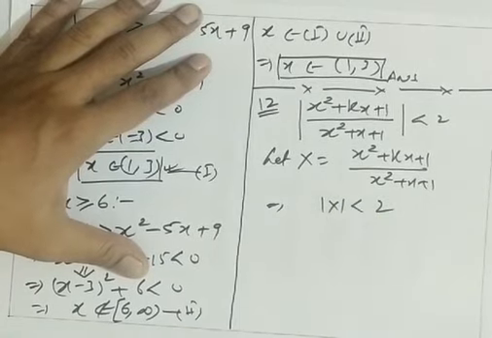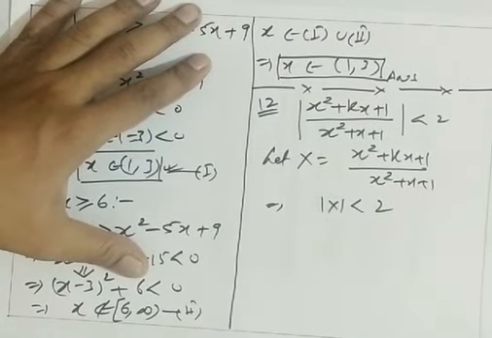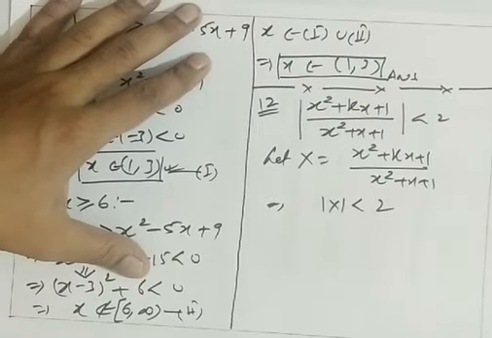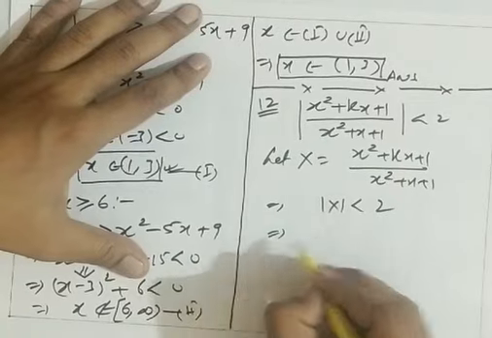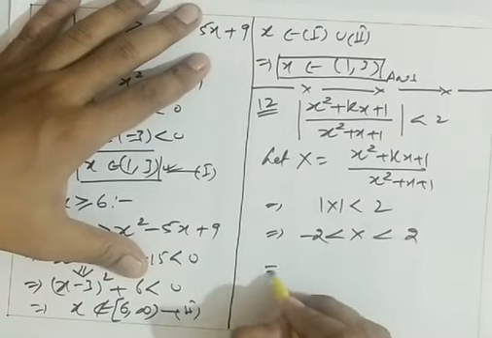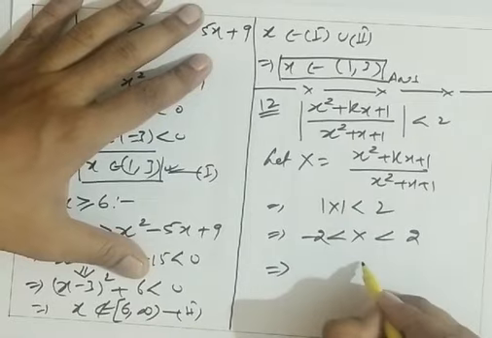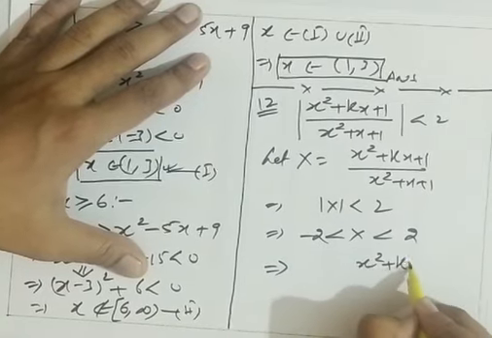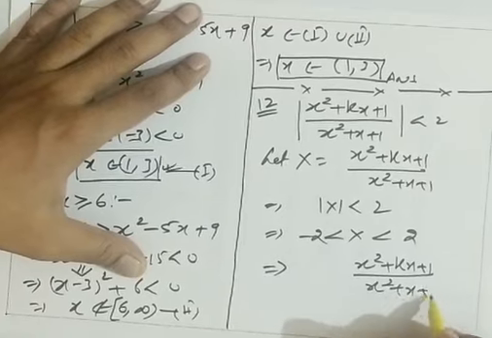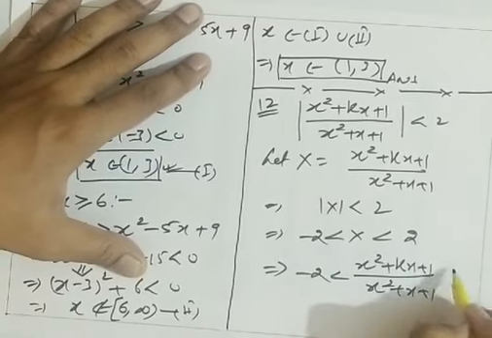This is a very famous standard inequality. Mod of X is less than a, where a is positive, that means X belongs to minus a to a. Straight away the answer will be X belongs to minus 2 comma 2. Now let me resubstitute the capital X over here. This is (x square plus kx plus 1) upon (x square plus x plus 1). It should be between minus 2 and 2.